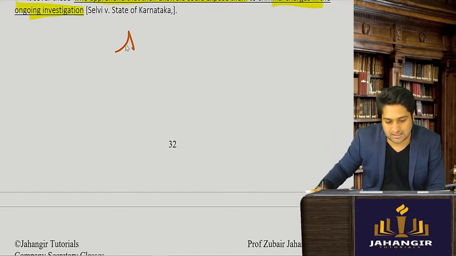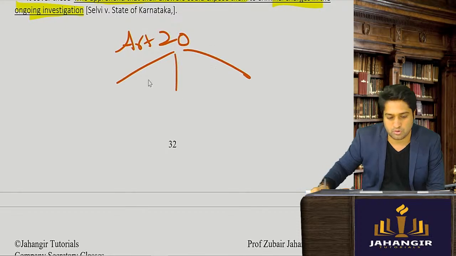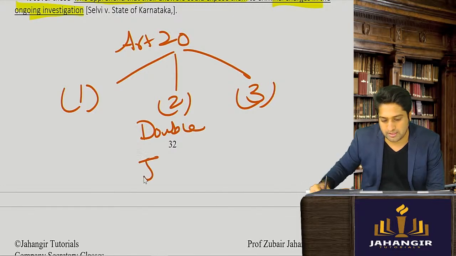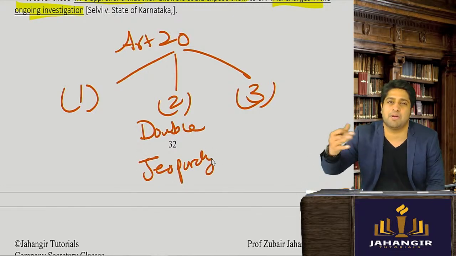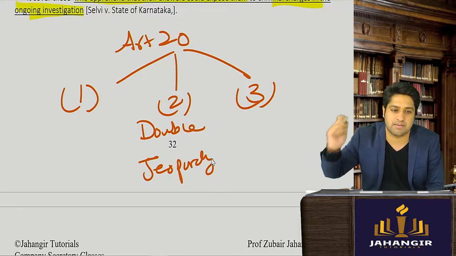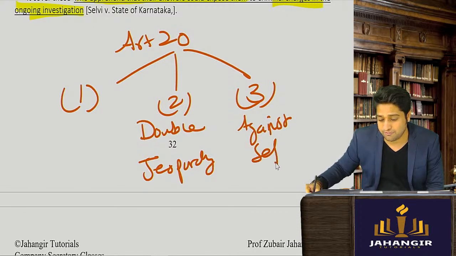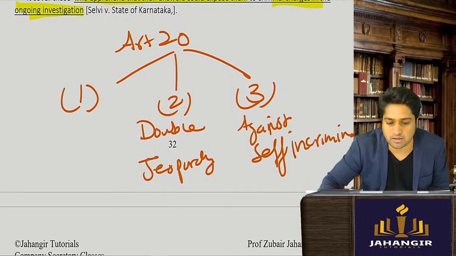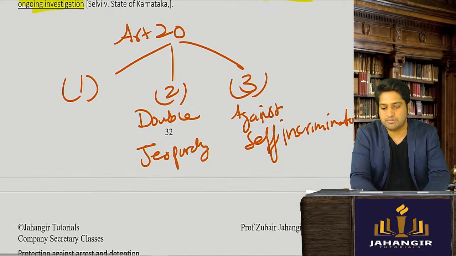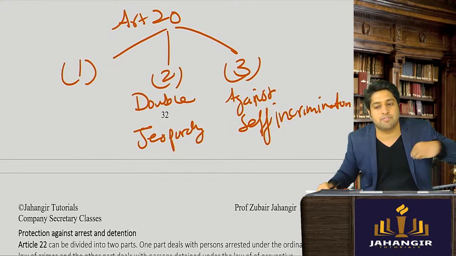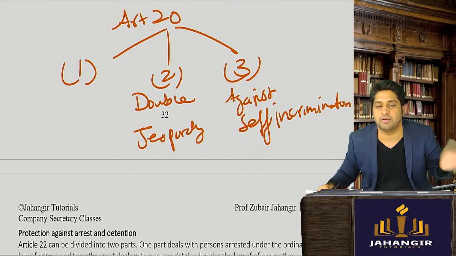Now we see Article 21, 2, 3. This is about double jeopardy. Double jeopardy means double punishment. Nobody can be punished twice for the same offense. 3. Protection against self-incrimination. Self-incrimination means self-destruction. Nobody can force me to give a statement which will be used against me only.